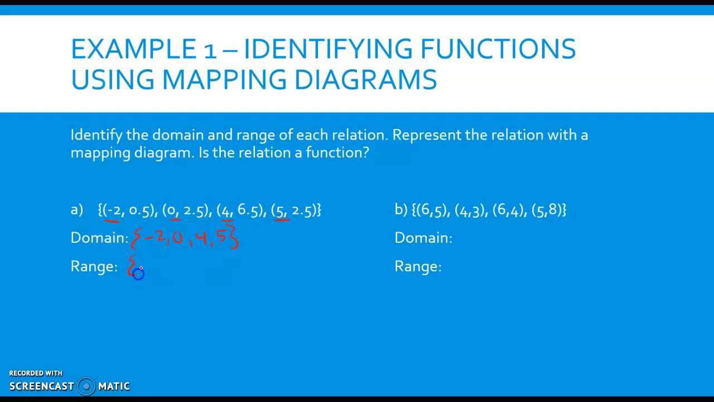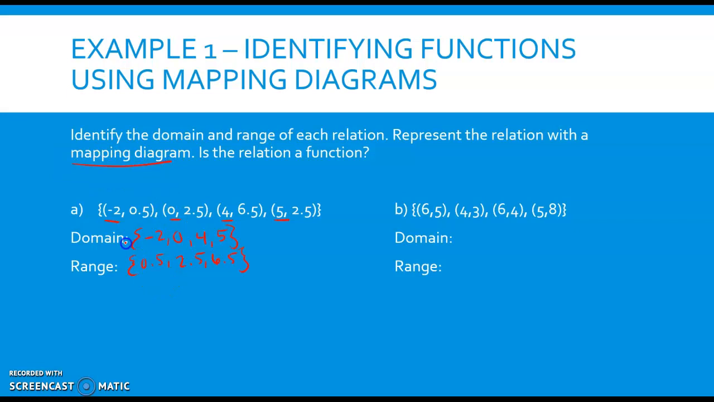Our range is going to be the 0.5, 2.5, 6.5, and then we don't have to write a number twice. We do have 2.5s, so we'll just write them once. So that's our domain, that's our range.